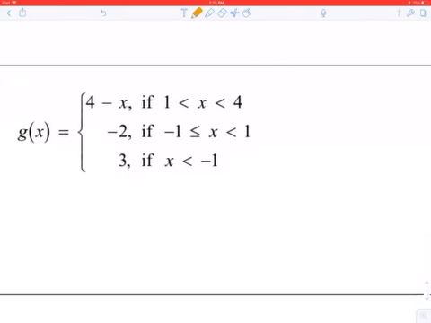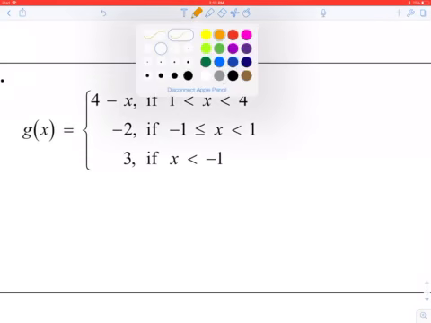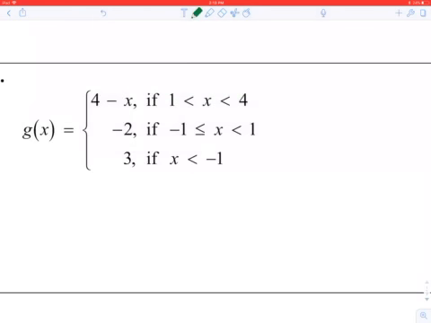Let's try another one. Number 2. Another piecewise function. This time there are 3 parts. Let's make a number line to figure out my range. So it looks like the numbers they use are -1, 1, and 4. So let's graph the first one.